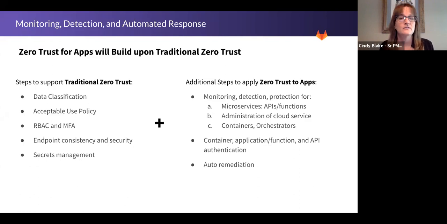So how do I monitor, detect, and take automatic protection response around my APIs? Now I've got all these APIs that are dealing with much smaller pieces of code. How do I protect that? How do I monitor that? Then there are cloud services, and most of the cloud service providers have security tools. But you need to make sure that you've got policies for that and that you're automating that wherever possible.